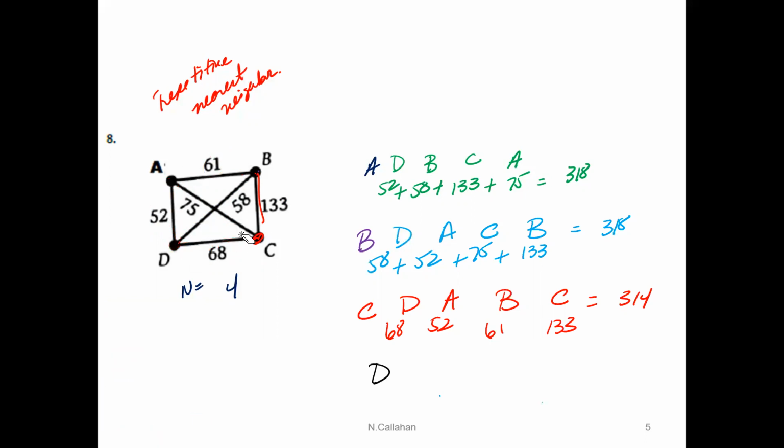Okay, last one is going to be D. From D, I can go to A, B, or C. So I'm going to go to A. From A, I can go to B or C, which I'm going to go to B because that's the cheapest, 61. From B, I can go to C. Actually, that's the only one I can go to. And then from C, I'm going to go to D. So 52, 61, 133, 168.